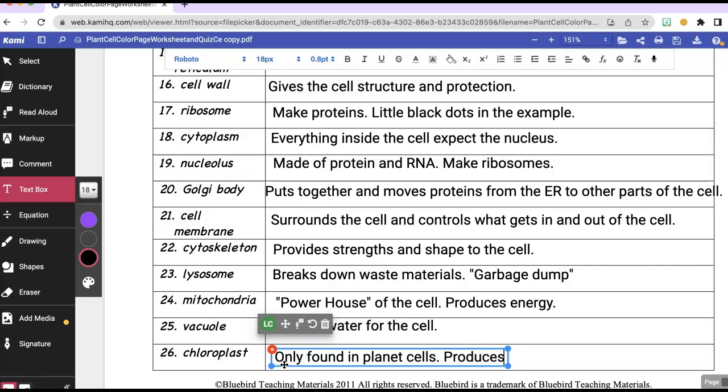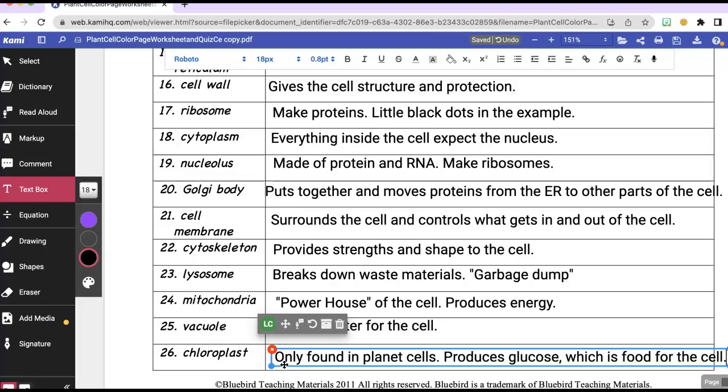produces glucose, which is food for the cell. Okay, so produces glucose, which is food for the cell.